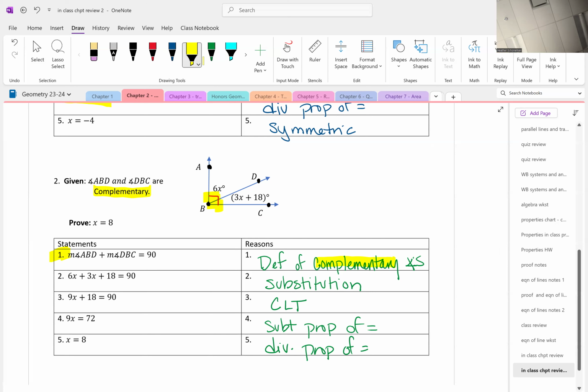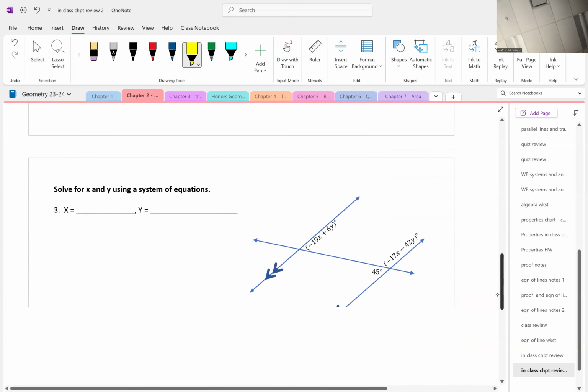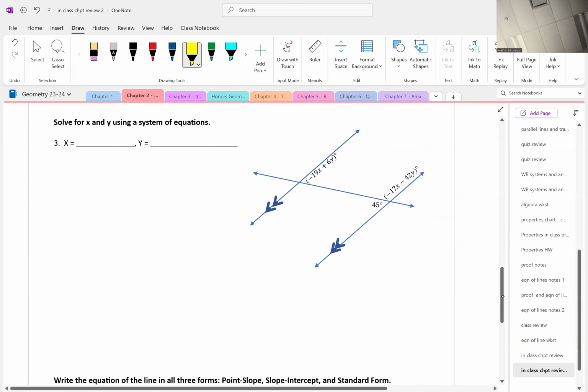From line 2 to 3, they combined the x's, so that's combined like terms, CLT. From step 3 to 4, they subtracted 18 from both sides, so that's the subtraction property of equality. And then from 4 to 5, they divided both sides by 9, which is the division property of equality. All right, let's turn to the back now and talk about these system ones that I know people struggle with.